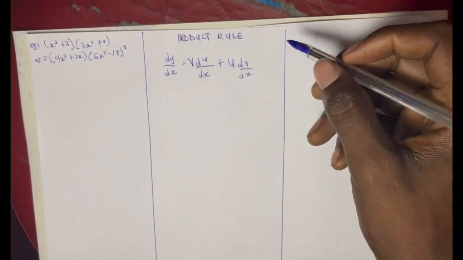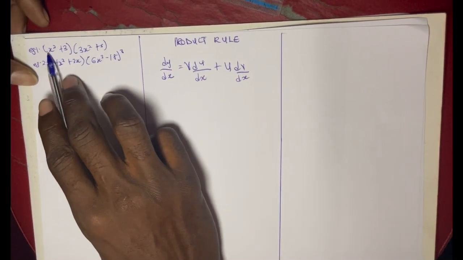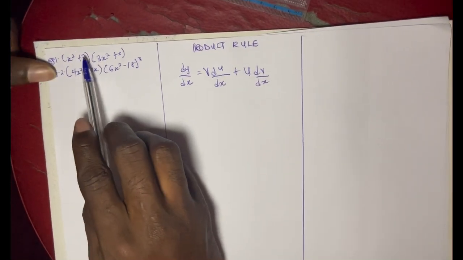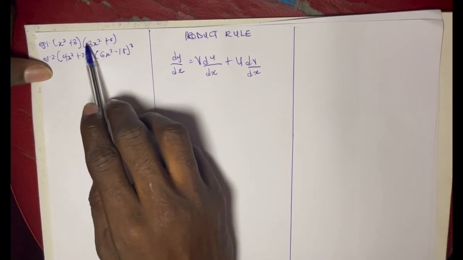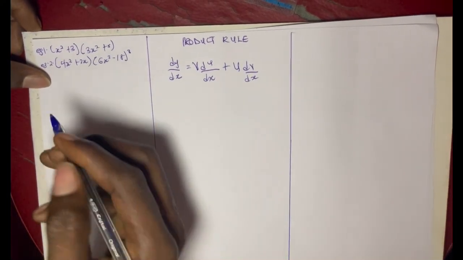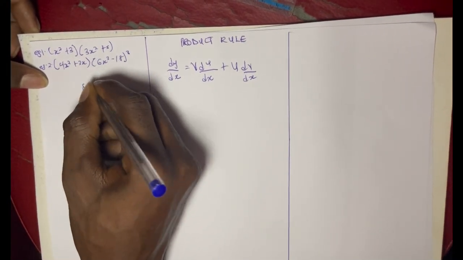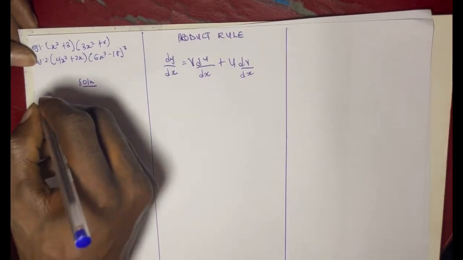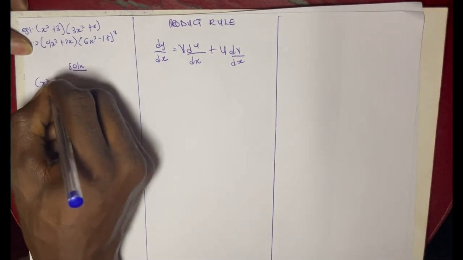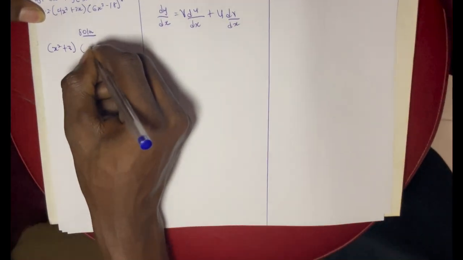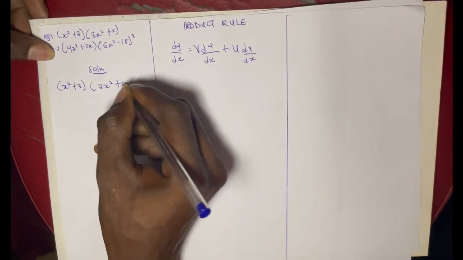So this is the product rule's formula. When you are giving an example, like (x squared plus 3)(3x squared plus 5), let's solve our first example. We have x squared plus 3 and 3x squared plus 5.